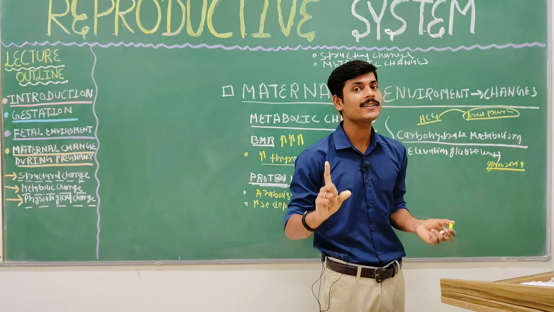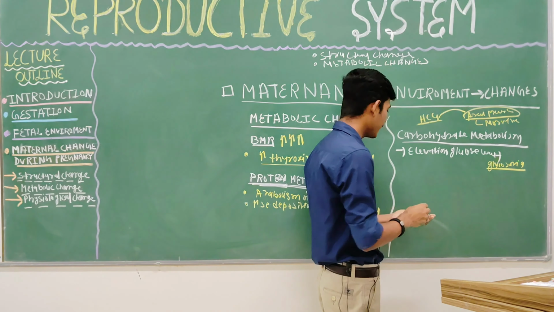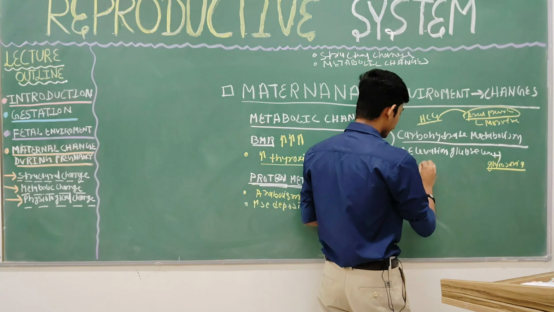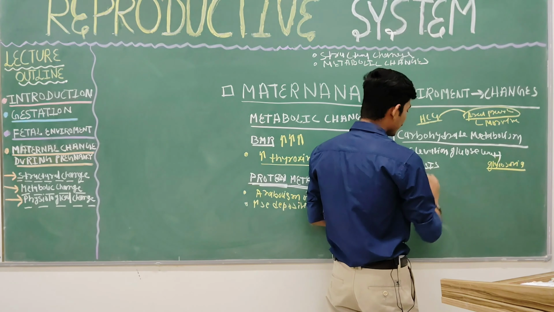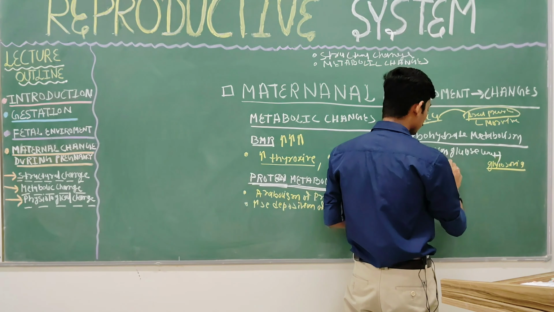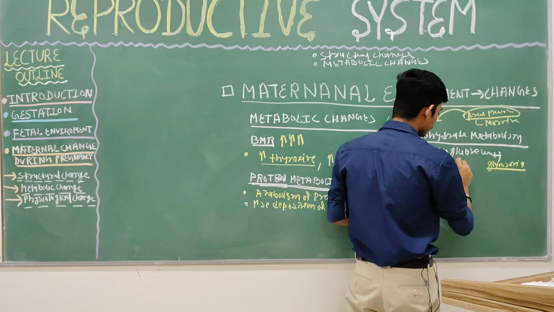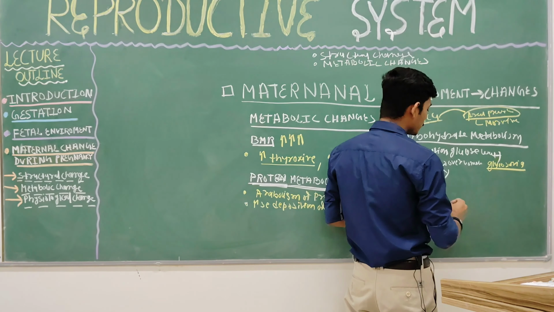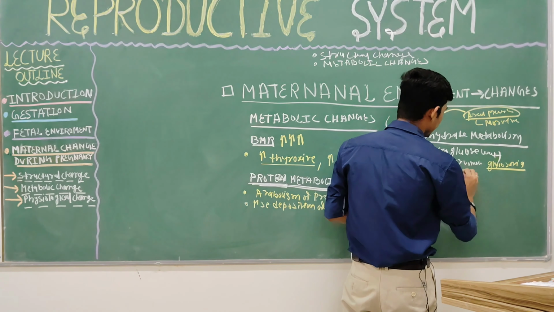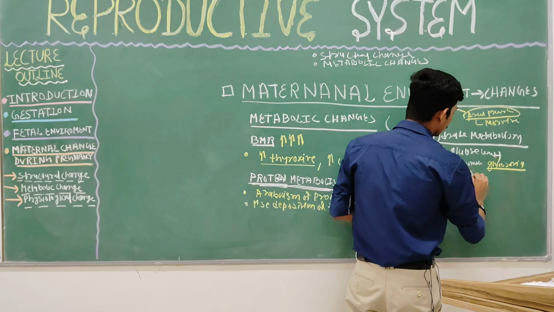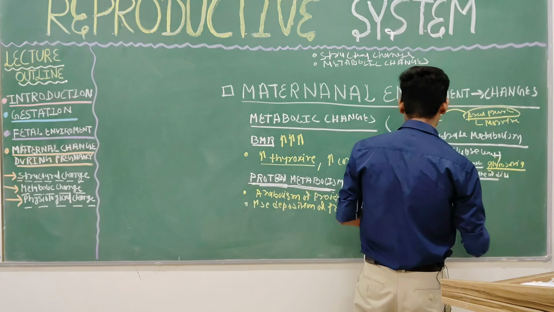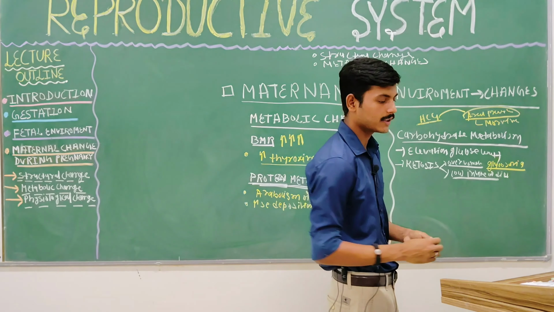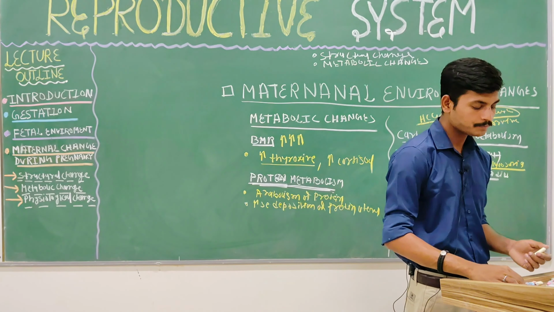Sometimes the frequency of vomiting increases, and that leads to a state called ketosis, the formation of ketone bodies. This ketosis may be due to over vomiting, and maybe due to low intake of diet. These two things contribute to ketosis.